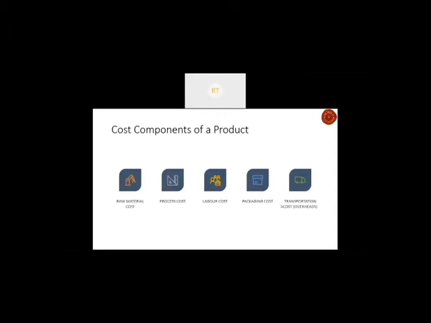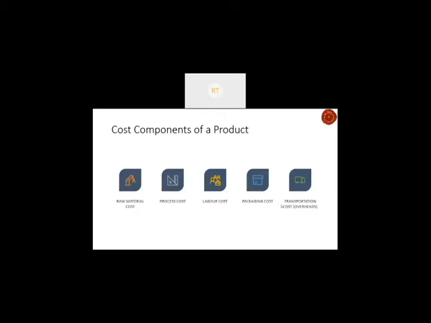Before we get into cost reduction, how do we reduce the cost? We first need to identify what are the various components that comprise the cost of a product. So broadly, they can be classified into these 5 categories: the raw material cost, which is called the RMC; the process cost, that is the manufacturing process cost; the labor cost, owing to the amount of labor that's needed to help produce the finished goods; then the packaging cost before the product gets transported to the market.